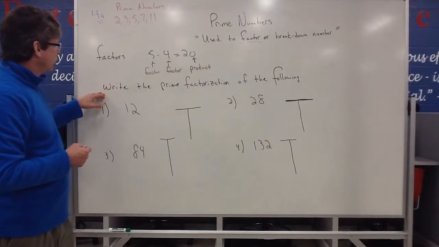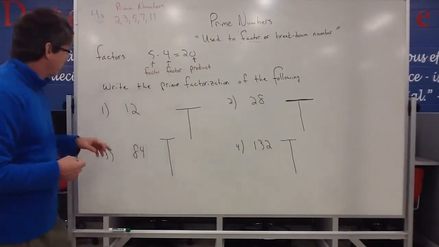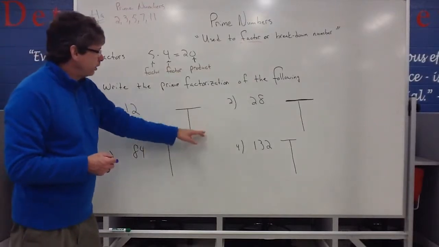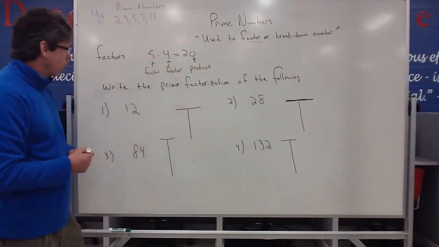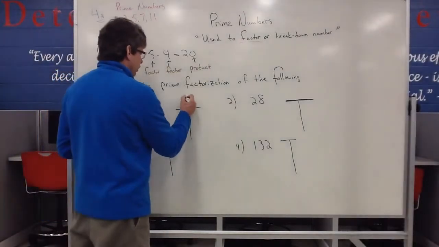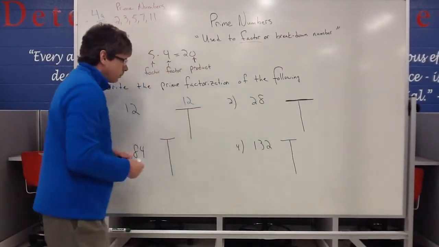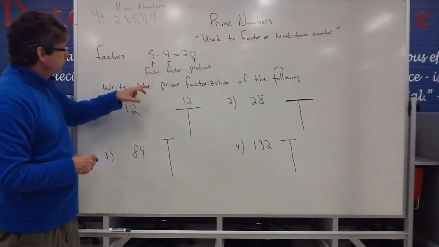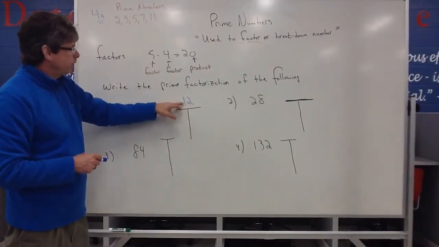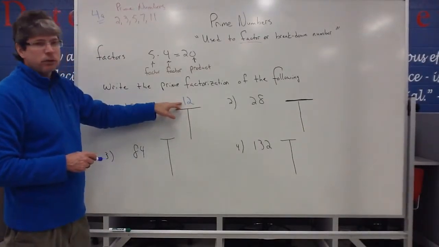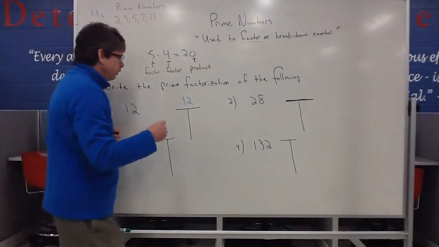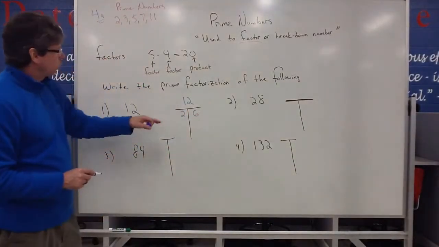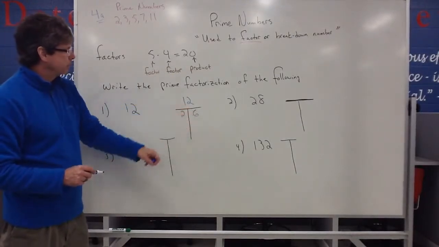So let's write the prime factorization of the following. So let's break down this 12. What I'll do is I'll use a T-chart to kind of organize. And what I'll do is I'll put the 12 up here at the top. What I want to do is just start with the number 2 and ask myself, will 2 break the 12 down? In other words, can I divide 2 into 12? And since 2 does go into 12 6 times, we use the 2 because it breaks it down.